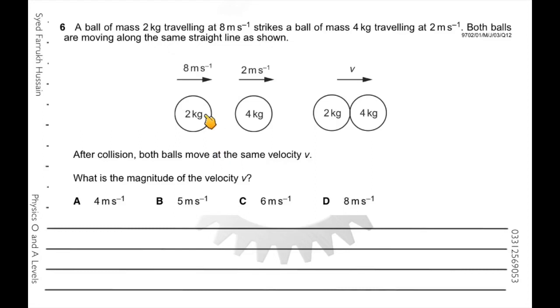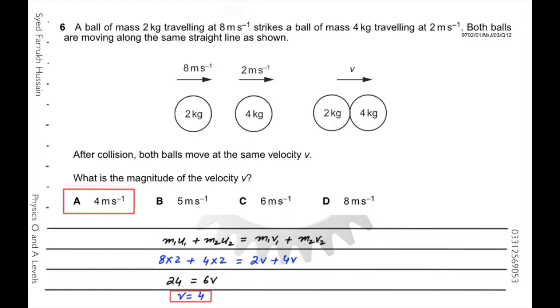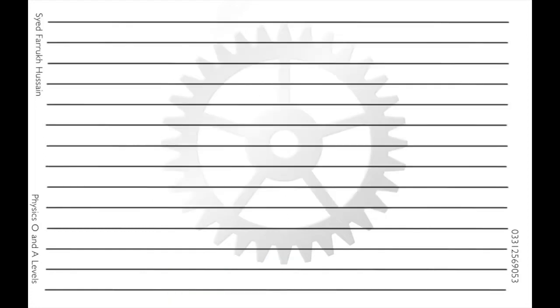In this case, there are two objects of masses 2 kg and 4 kg moving in the same direction with speeds 8 meters per second and 2 meters per second. After collision, they stick together. So according to the condition, 2 times 8 plus 4 times 2 is equal to 2v plus 4v. So 24 is equal to 6v, v is equal to 4. 4 meters per second is the answer.